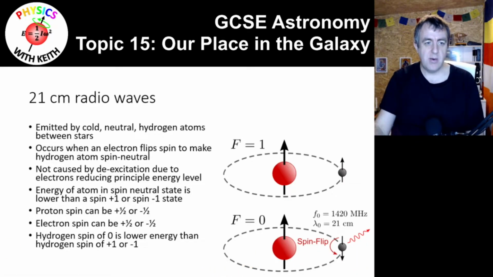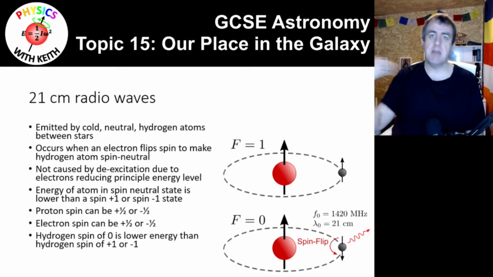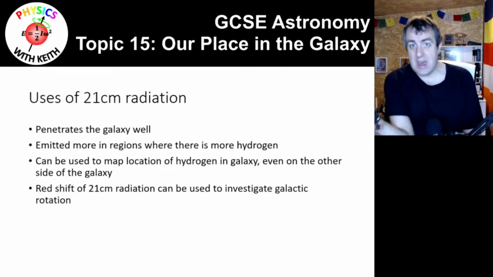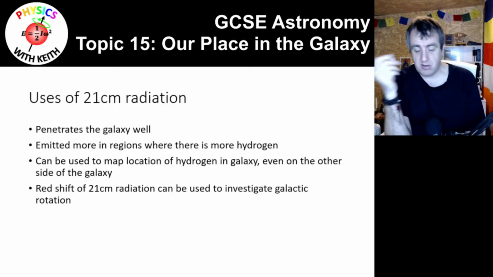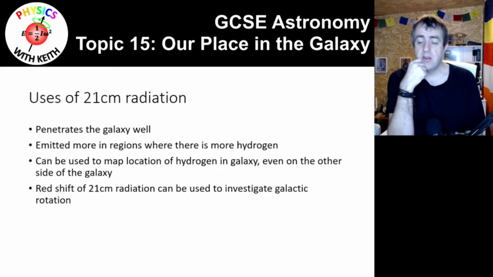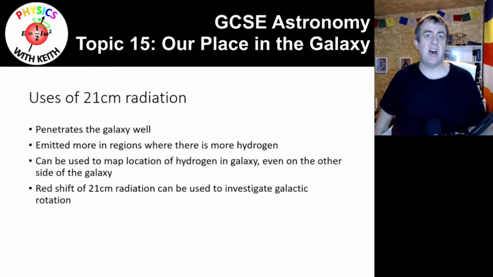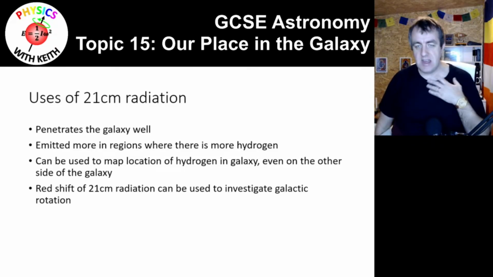Now, what's special about this type of radiation, because it's got a very long wavelength, is that it can penetrate deeply through matter. Which means that the dust and other things in the galaxy that would absorb certain parts of the electromagnetic spectrum, this radiation can penetrate pretty well, which means that we can determine where there is cold hydrogen, even if there's other stuff in between us and it.